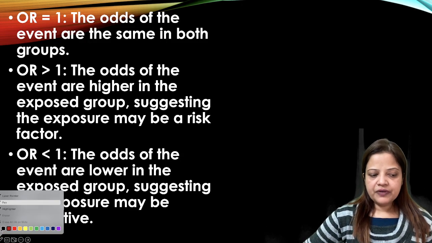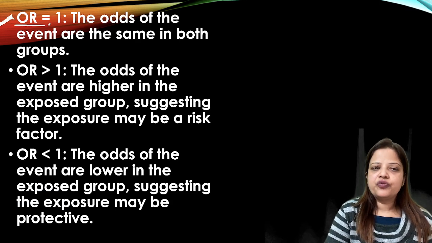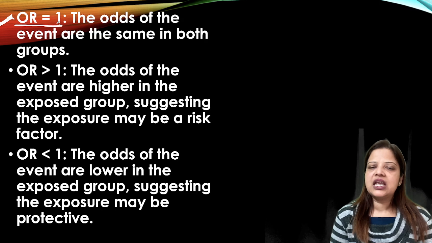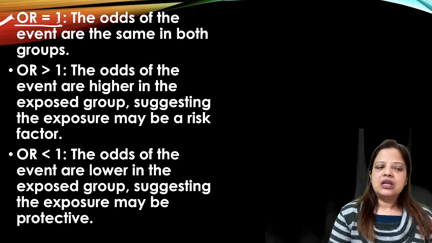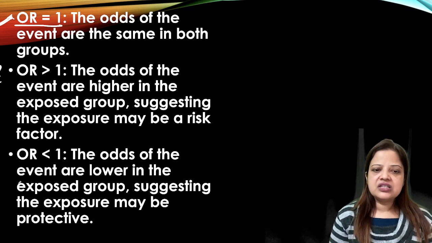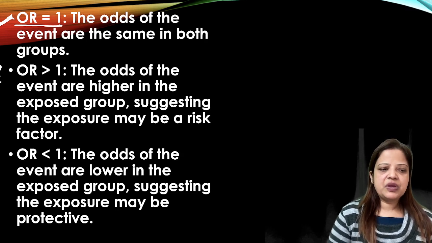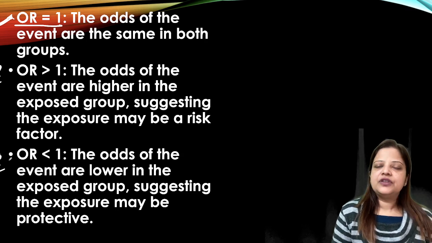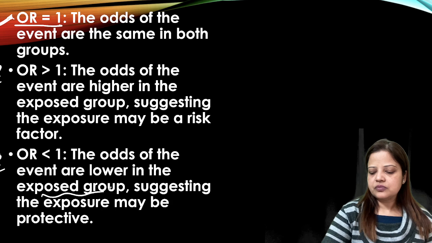Now we will come to the value. If the value of the odds ratio is equal to 1, the odds of the event are the same in both the group that is exposed and the group that is not exposed. If the odds ratio is greater than 1, the odds of the event are higher in the exposed group, suggesting the exposure may be a risk factor. And if the odds ratio is less than 1, the odds of the event are lower in the exposed group.